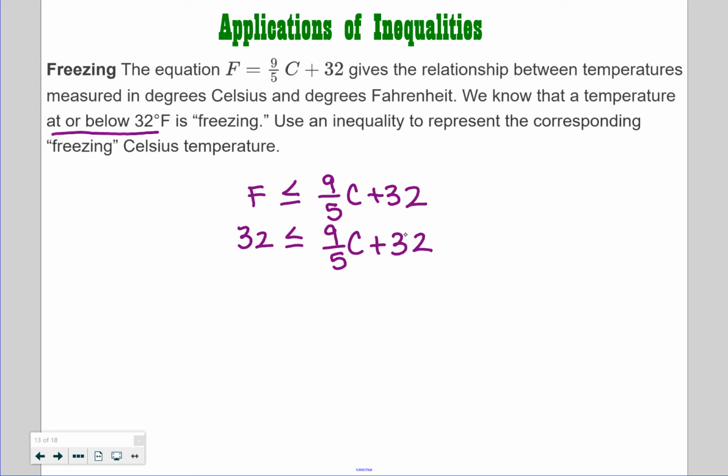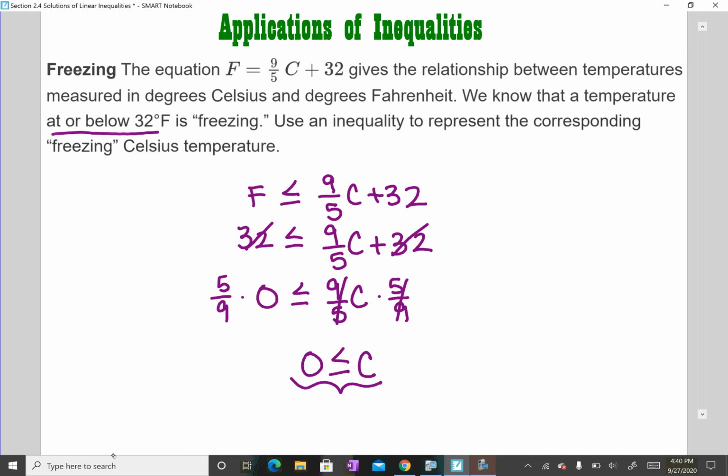To solve, we're going to subtract 32 on each side, and those 32's cancel. So you're going to have 0 less than or equal to 9/5 C. To solve for C, you can divide by 9/5, or often when we have a fraction multiplied by our variable, we multiply by the reciprocal, flip it, on both sides. Either way here, you would get C greater than or equal to 0, which means a Celsius temperature greater than or equal to 0 would be what we're looking for in this problem.